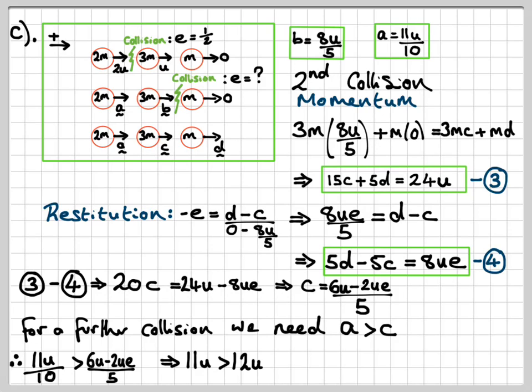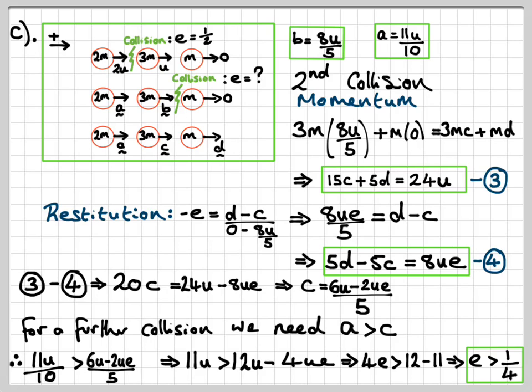That would mean that this inequality would have to be true, and all I've done here is essentially just worked it through. So 11u over 10 would have to be greater than 6u minus 2ue all over 5. Simplifying that down by simply multiplying each side by 10, and the 10 and the 5 cancel to give me a 2 on the right hand side, hence the 12u minus 4ue. I've then divided throughout by u, which I can do here without worrying about the inequality sign because u is positive, and eventually that leads me to the condition that E is greater than 1/4.